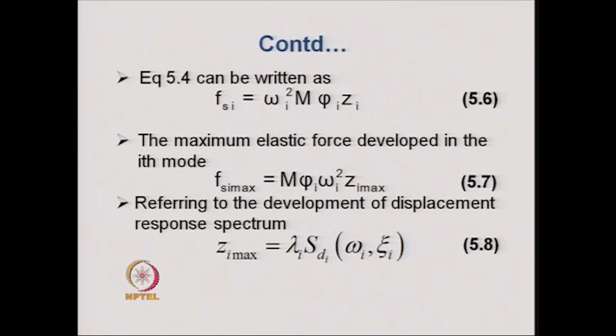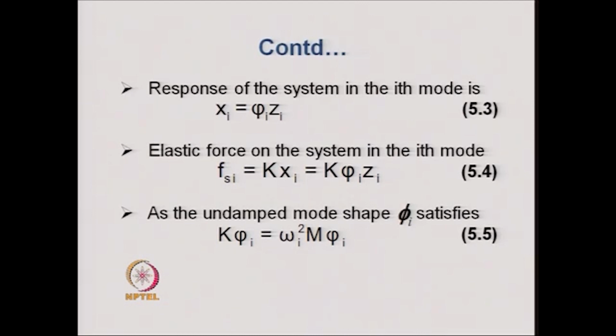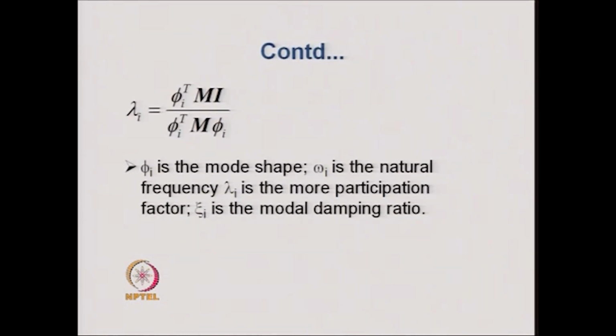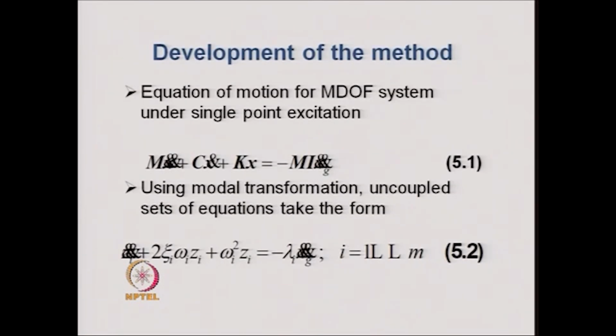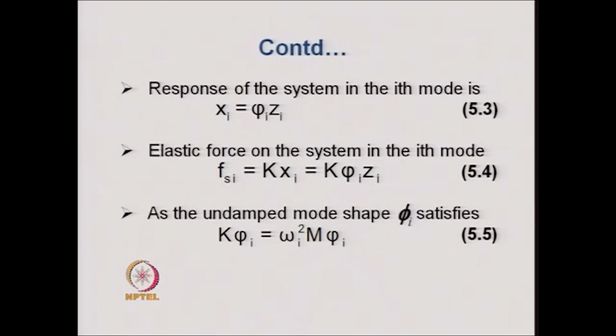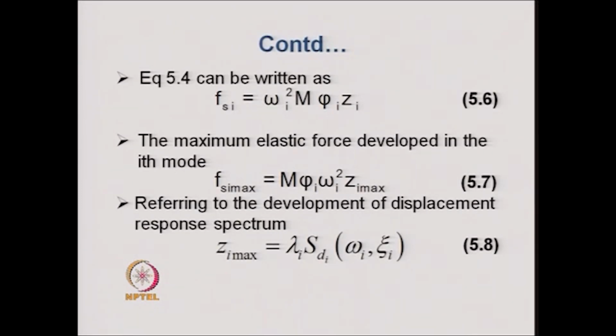It is to be multiplied by lambda I because originally the equation that we had is this equation, that is, on the right hand side of this single degree of freedom equation, it is not x double dot g, it is multiplied by lambda I. Therefore, lambda I comes into picture here. So, Jedi max can be written as lambda I into SDI.